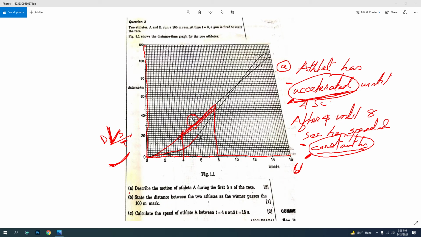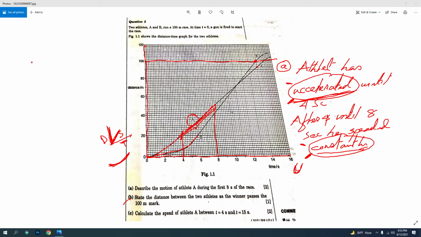I'm going to question B. State the distance between the two athletes as the winner passes the 100-meter mark. You know this is 100 meter, right? B is here, you are watching, the winner is B. At the same time you are watching A is here, and this is 100. At the same time, that is 93.